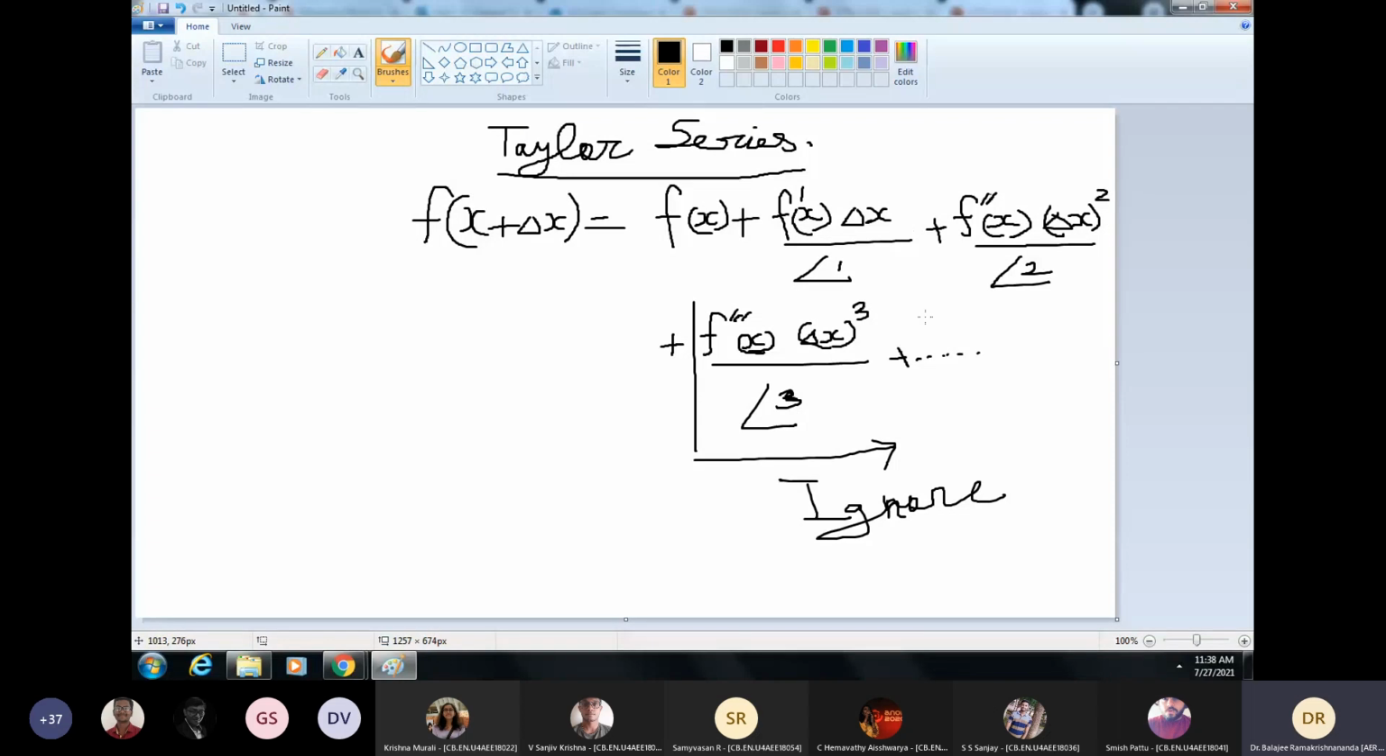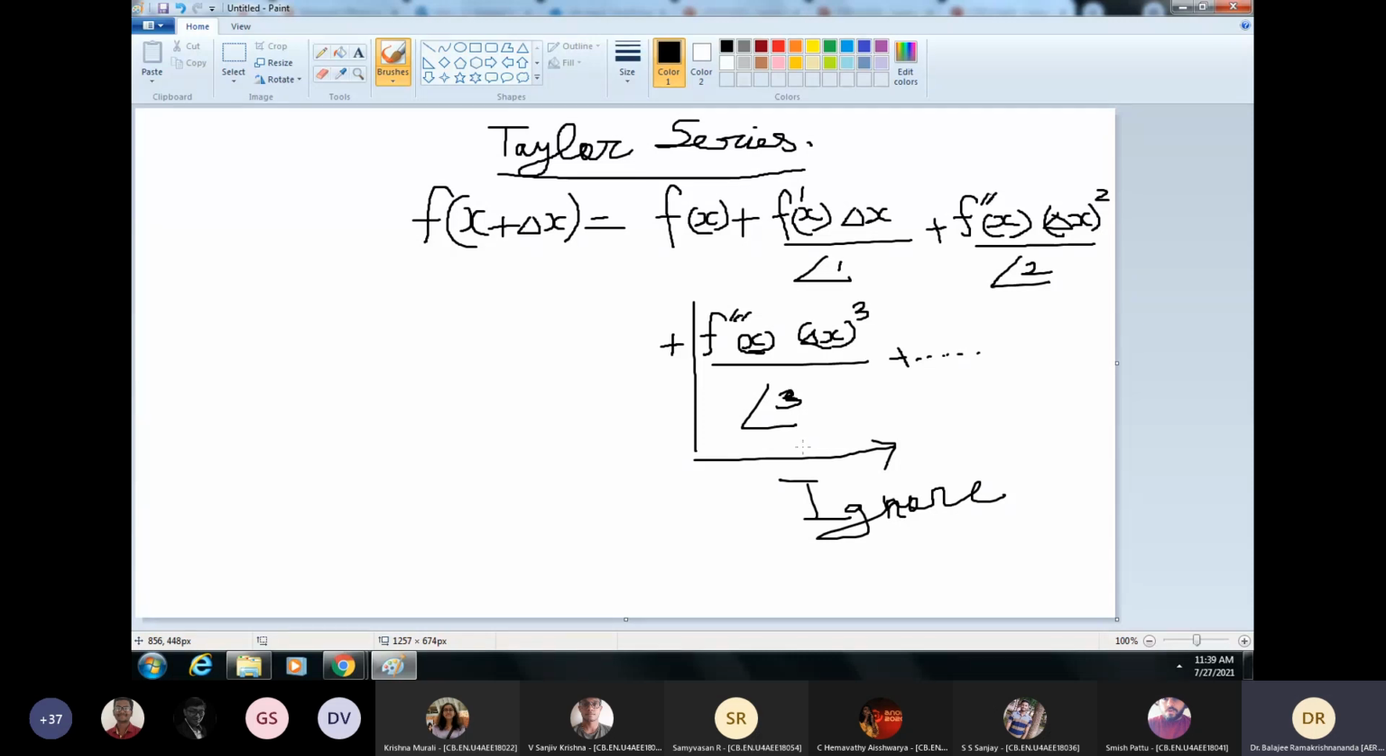The error you commit will be less if you take a situation where delta x is very small. Then I don't need to bother about the higher terms so much. The error I commit will be very less. So in other words, can I say that if I increase delta x, error will grow? Error will be more. Am I right? Yes, sir. You can say that again. If I increase delta x, there will be more error.